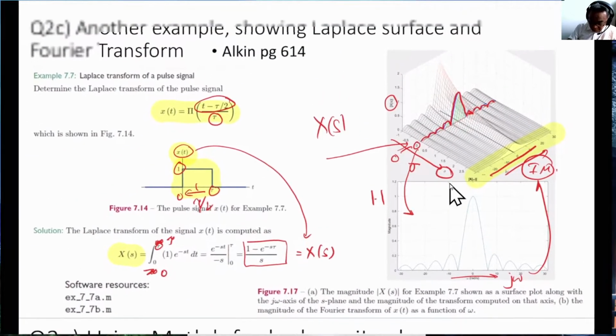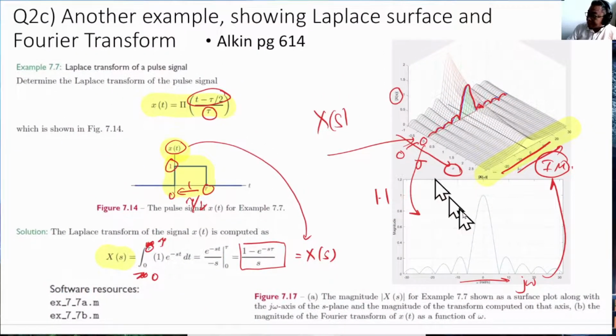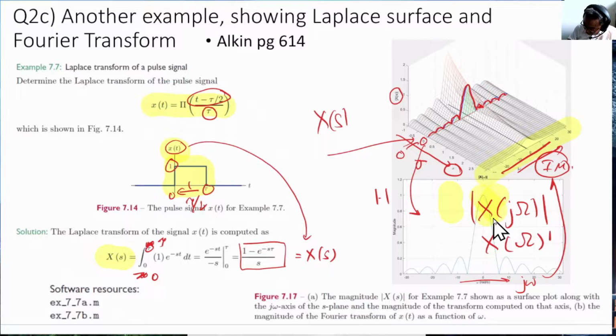So now you can again understand the relationship between x of t, x of s, and the magnitude of x of j omega. Sometimes we just write x of omega, whichever you prefer. Just read the discussion or the definition of x of j omega or x of omega for your particular Fourier transform. Thank you.